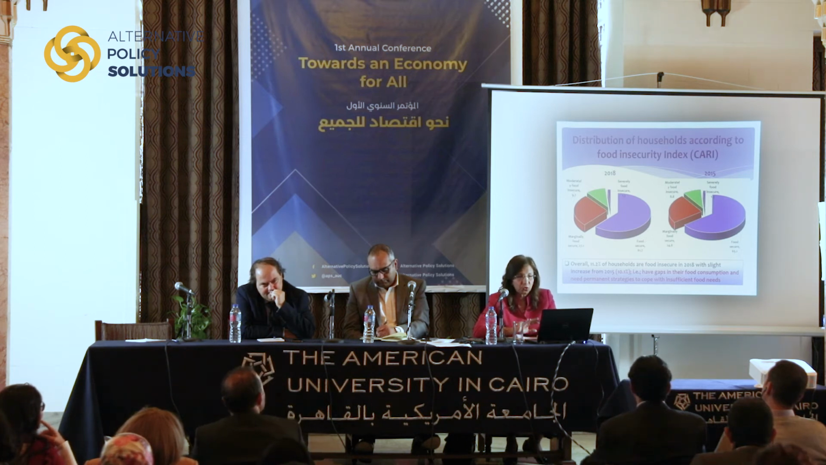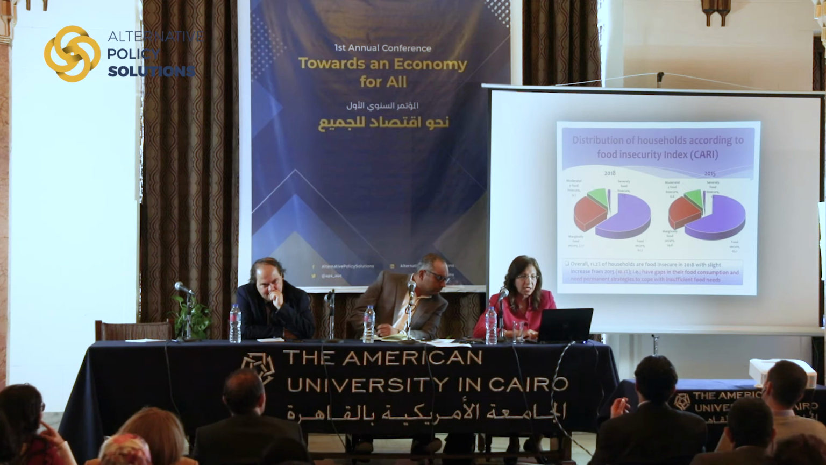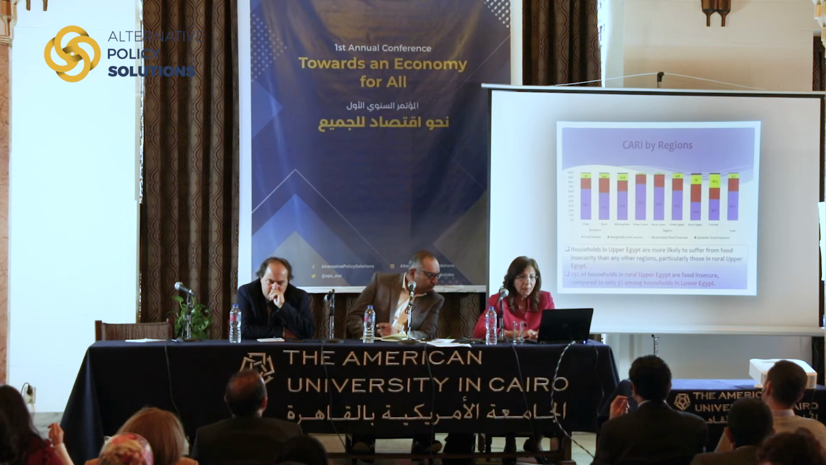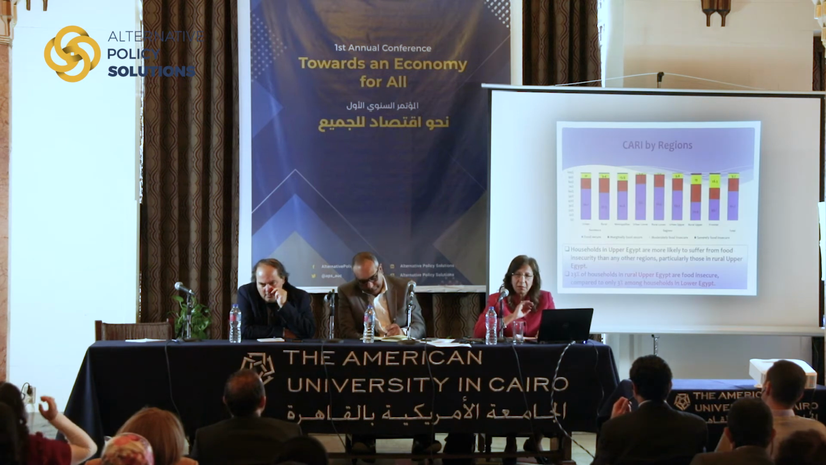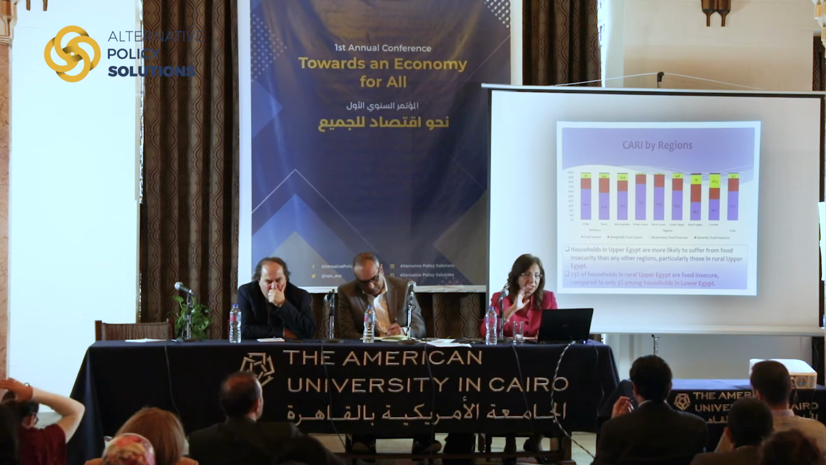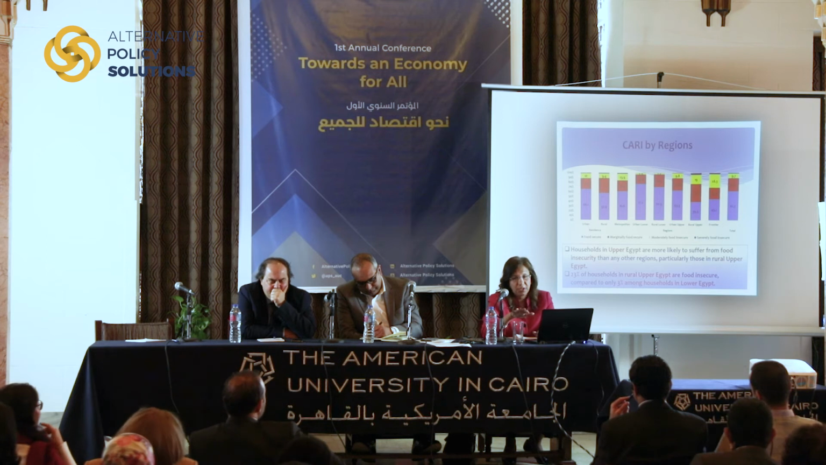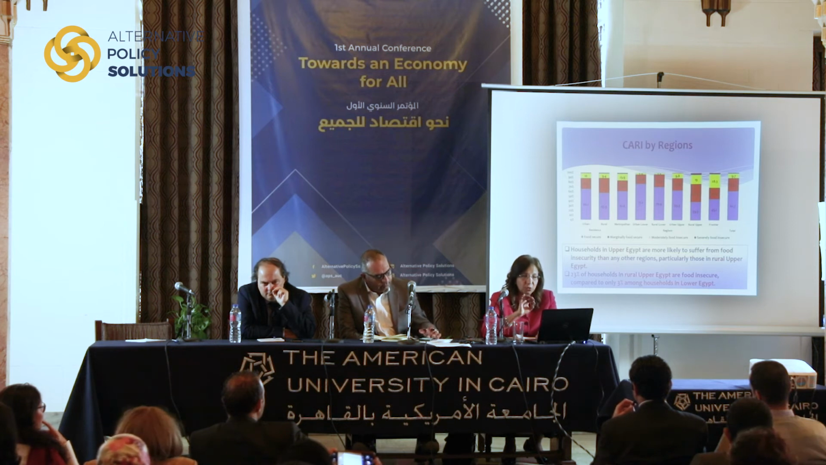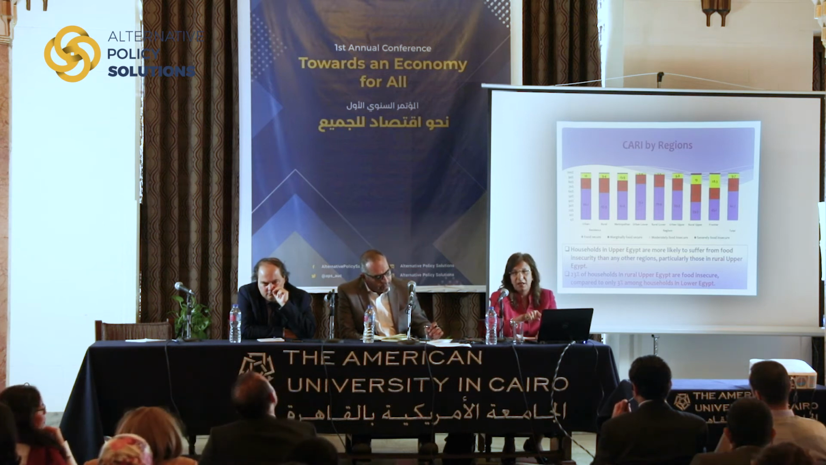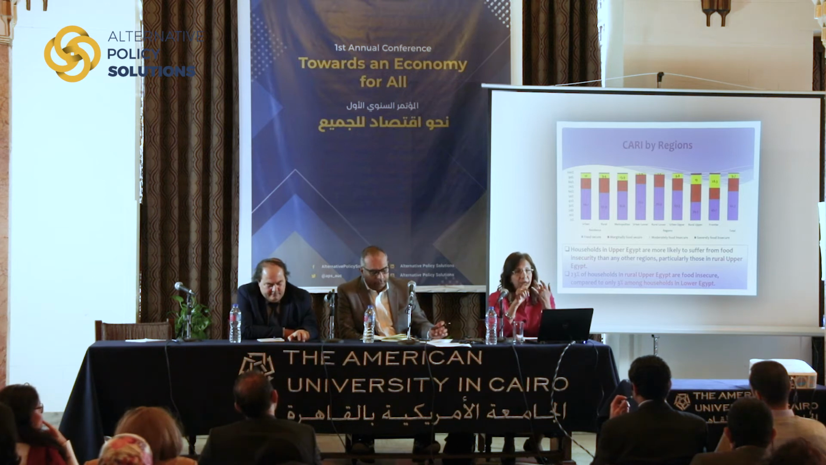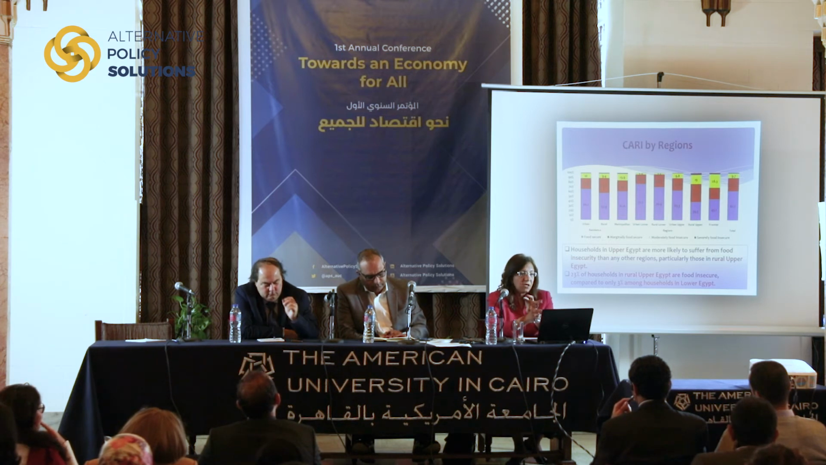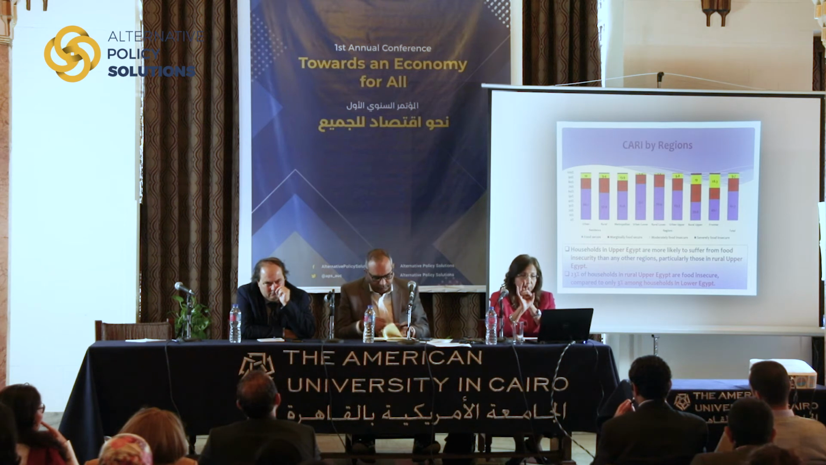Since 11.2% are food insecure, this means they need permanent strategies to cope with this food insecurity. If I'm talking about CARI by regions, it shows the same trend. Households in Upper Egypt are more likely to suffer food insecurity than in any other region, particularly rural Upper Egypt, where 23% of households are food insecure by CARI. CARI means combining the three: food poverty, coping strategies and caloric deficiency. So about one quarter of people in rural Upper Egypt are food insecure.